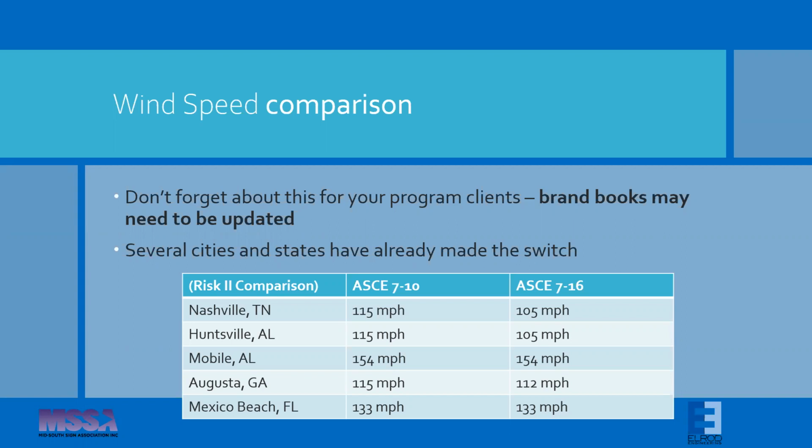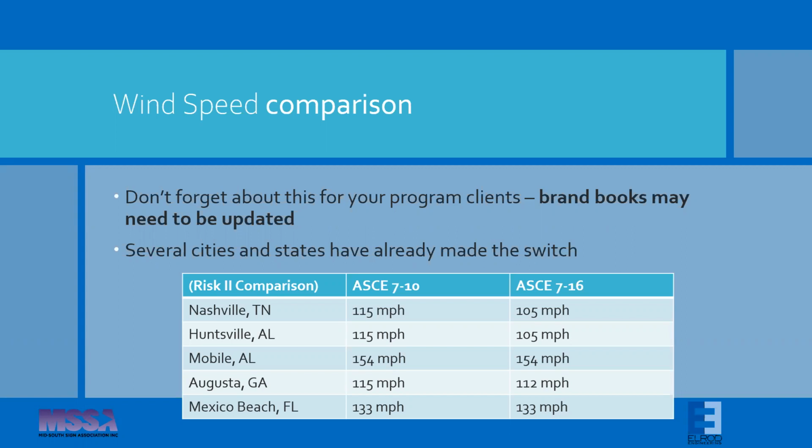I've got a table here comparing some cities and states as they have made the switch. And just to show you some of the differences, Nashville, where we are, the risk category 2. So this is for signs attached to a building. The wind speed has gone down from 115 to 105. Similar in Huntsville. Mobile, which is down on the Gulf Coast, didn't change. Again, consistent with the philosophy that ASCE had, that hurricane areas were left unchanged.